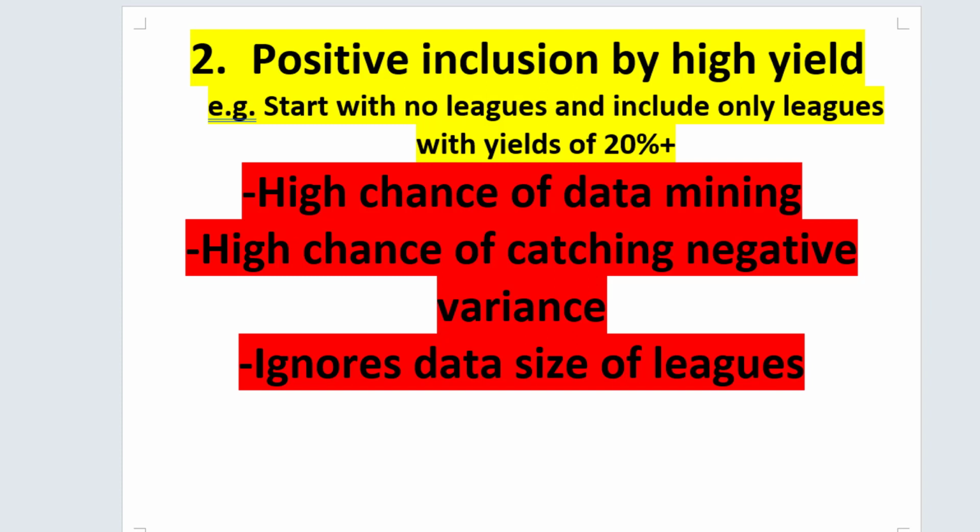And another problem with this is it ignores the data size of leagues. So you could have 111 leagues, and then the top 10 leagues have yields of 40, 50, 60%. That looks great. There's only 4 or 5 bets of data for each of those leagues, and 4 or 5 bets is nothing. That doesn't prove anything whether this league should be included or not. So just including by high yield, in my opinion, is not a good way to do things.